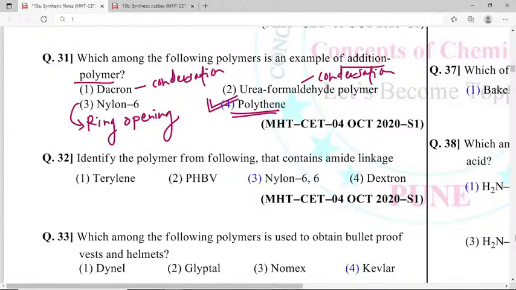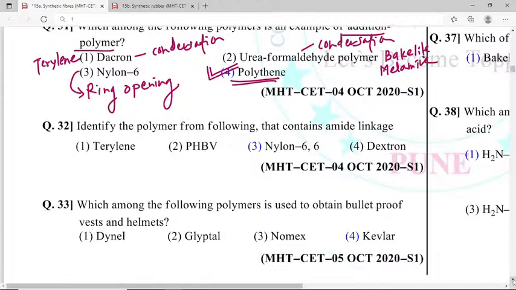Dacron is the condensation polymer. Dacron is also called terylene. Urea formaldehyde polymer is called bakelite, or melamine also. This is melamine.